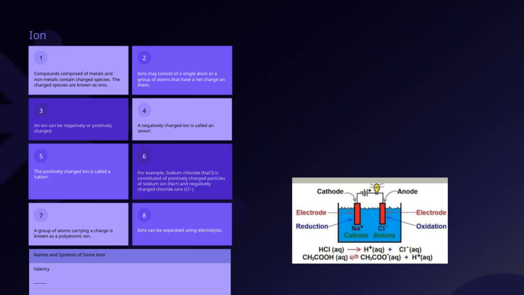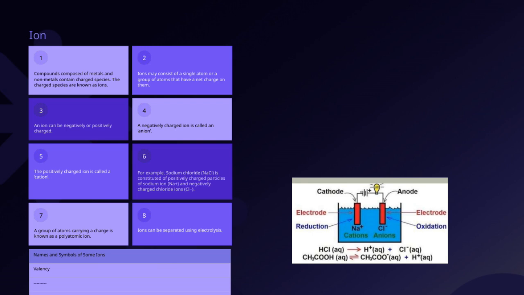Now, let's look at how ions can be separated using a process called electrolysis. This technique is quite useful in various applications, including purifying metals and producing chemicals. Next, it's important to understand what a polyatomic ion is. Essentially, it's a group of atoms that carry an overall electric charge. For example, sodium chloride, or NaCl, is made up of sodium ions, which are positively charged, and chloride ions, which are negatively charged.